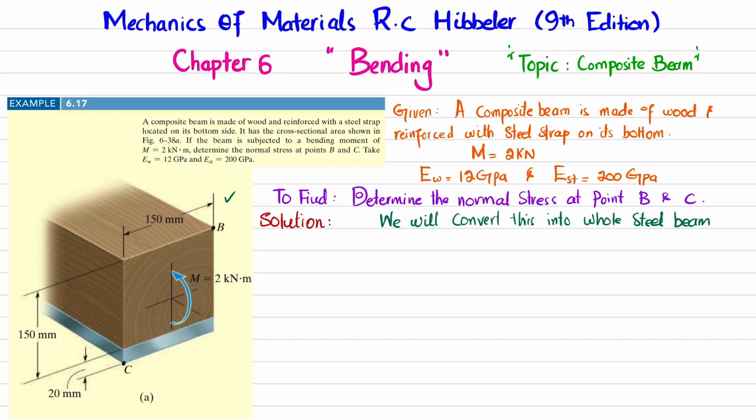So for that, we will calculate n and we will take the modulus of elasticity of steel at the bottom. So we will write E of wood divided by E of steel, so 12 gigapascal divided by 200 gigapascal. So when you get this n, n will be equal to 0.06. Now, although the choice is arbitrary, here we will transform the section into one made entirely of steel.